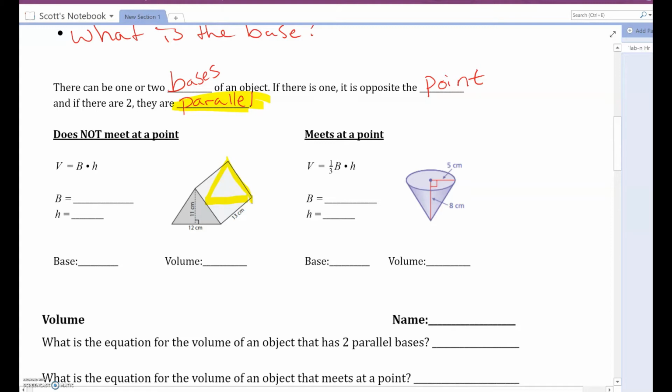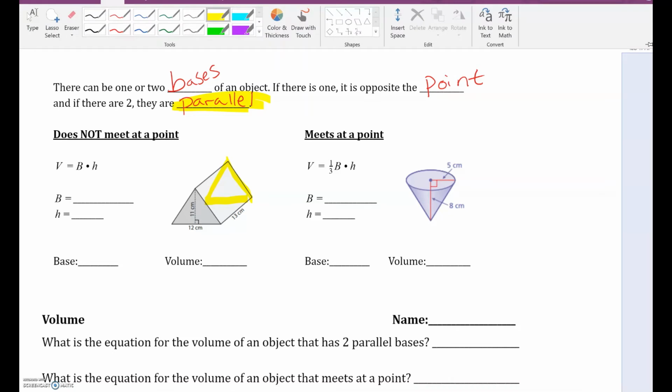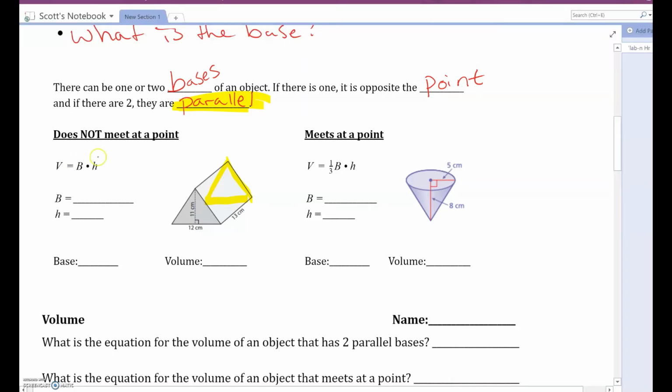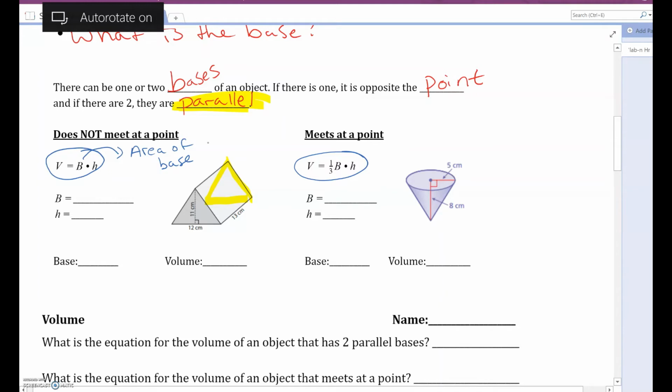Base does not always mean bottom. Base means parallel or opposite the point, depending on those things. So we have two different equations here. Big B means the area of the base. Depending on the base, whatever that is, that formula can kind of change. So it can look like pi r squared if it's a circle, or if it's a triangle, 1/2 base times height. So here I'm going to identify what my base is. My base here, the two that are parallel, is a triangle.